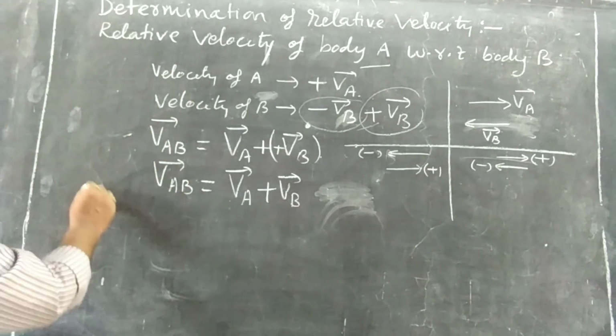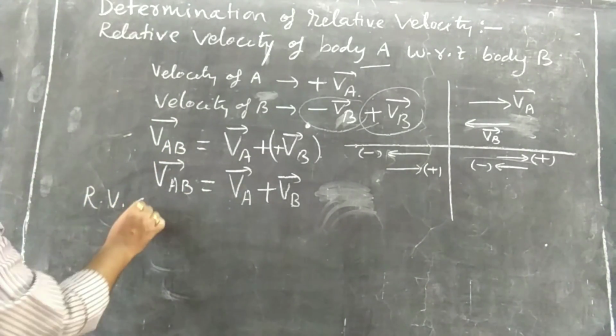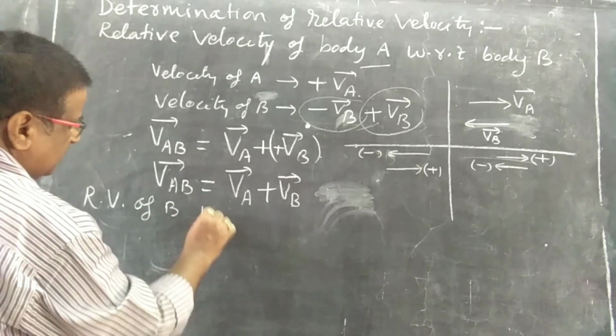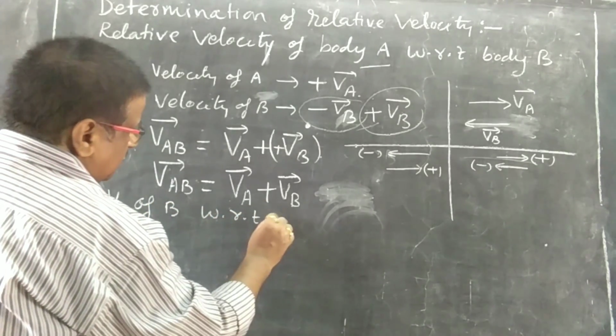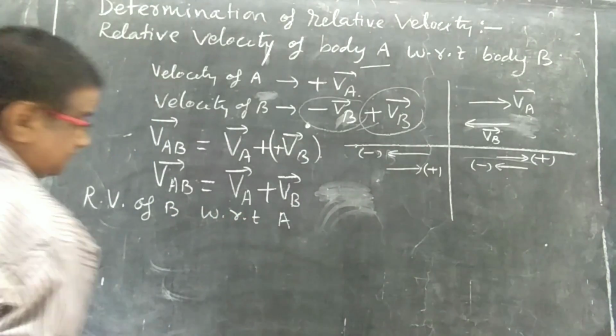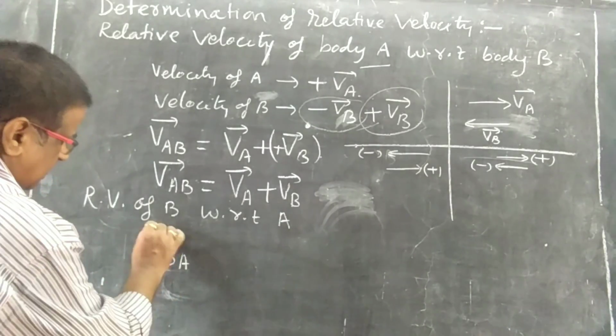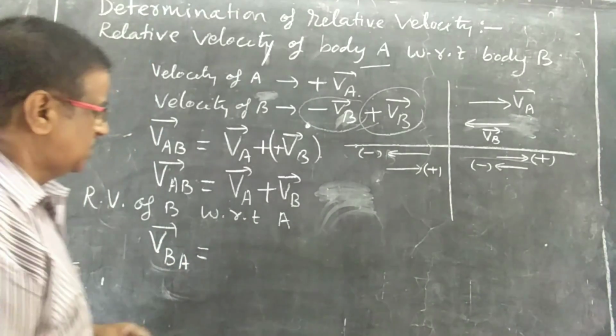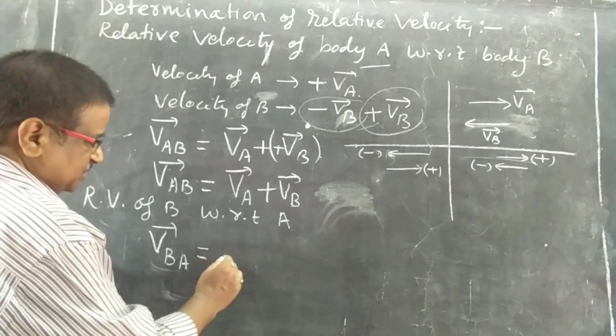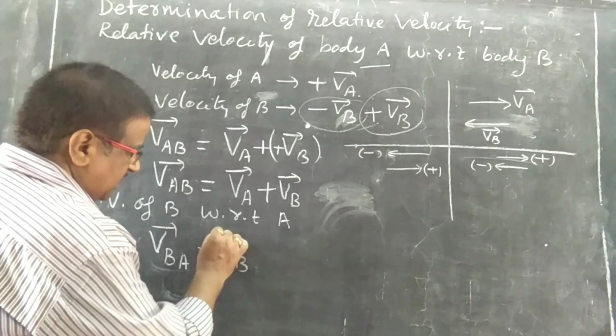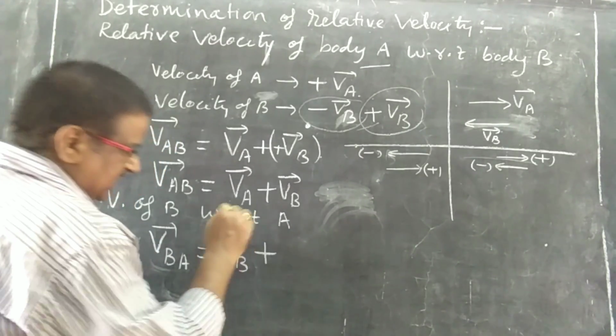Now I am going to calculate relative velocity of B with respect to A. It will be denoted by VBA. So what we have to do, first of all, is substitute the value of B here, then plus sign.